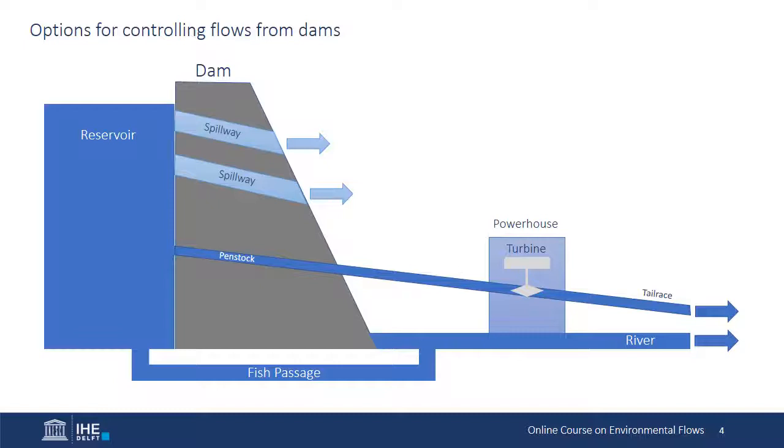This combination of spillways, penstocks, and fish passages provides the dam operator with options for releasing downstream flows in ways that meet multiple objectives. An active area of research on dam and reservoir operation is the optimization of releases to meet multiple objectives, including environmental objectives. I've included a 2008 paper by Yeager and Smith in your reading if you'd like to explore this more deeply.